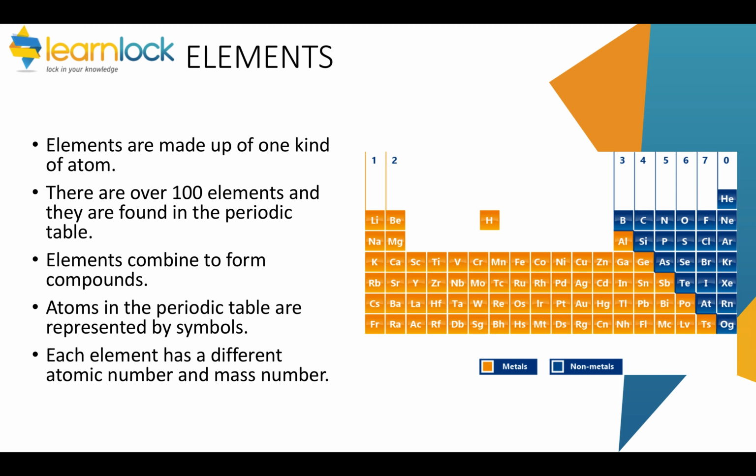Elements then can combine together to form different compounds. For example, water. Water is not found in the periodic table because water is made of elements. It's made of hydrogen and oxygen. Each atom is represented in the periodic table with a symbol. And each symbol has different atomic numbers and mass numbers, which we'll look at later on in other tutorials.